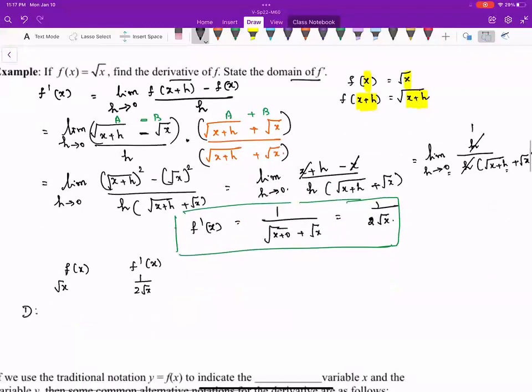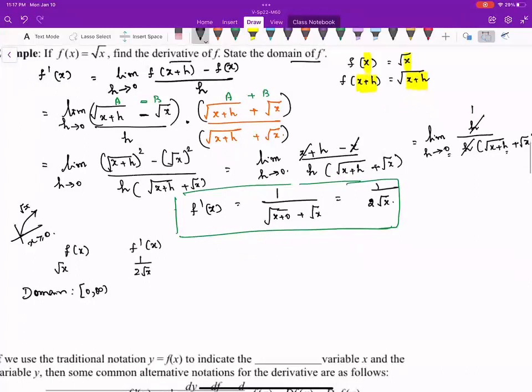For the domain, what is the domain of a radical function? The radical function looks like this. We have to start only from 0 and go upwards. So the domain is all from 0 through infinity, including 0. But for f prime of x, root of x lies below, in the denominator. So you cannot substitute 0, and the domain will be 0 through infinity, but 0 is open. So 0 is not part of the domain for the f prime function.